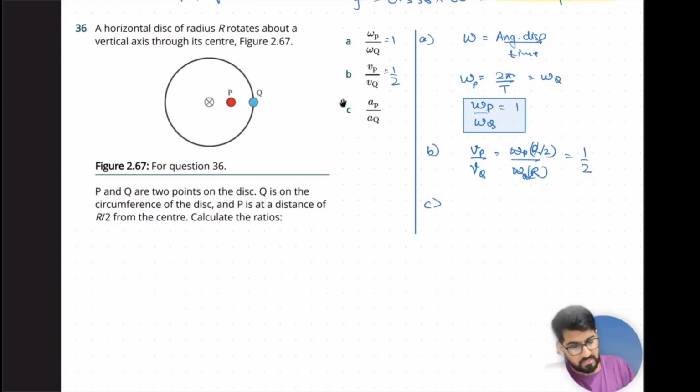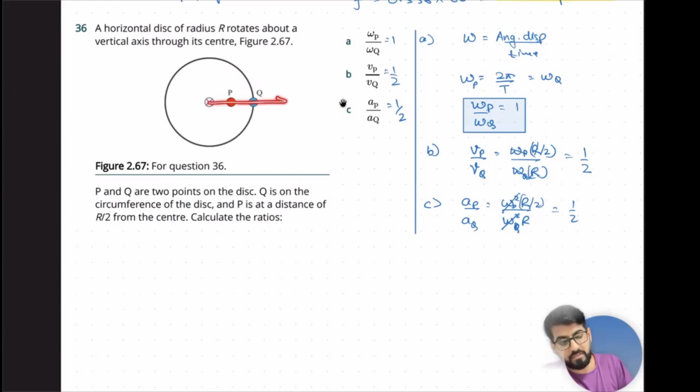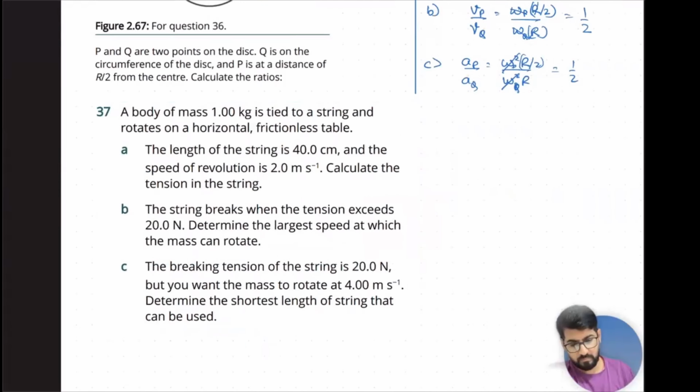Centripetal acceleration is what? In terms of omega square r. This is also omega square r. So omega of P and Q is the same, we already found out above. So this and this will get cancelled. Again, this is r by 2 and this is r, so it is also 1 by 2. That's it. So always remember, the farther the point from the center, the more its linear velocity.